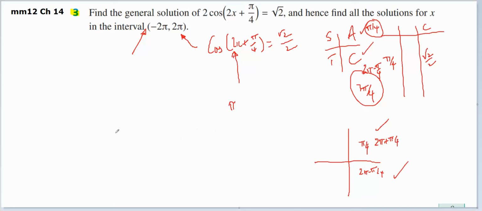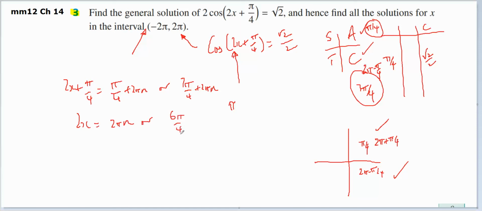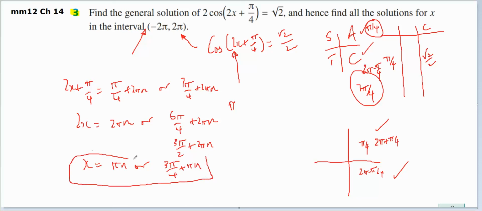Okay, so I've got 2x plus pi on 4 equals pi on 4 plus 2 pi n, or 7 pi on 4 plus 2 pi n. If I move the pi on 4 over, 2x equals 2 pi n, or 6 pi on 4 plus 2 pi n, which is 3 pi on 2 plus 2 pi n. And x equals, divide by 2, pi n, or 3 pi on 4 plus pi n. So that's the answer to the first part.